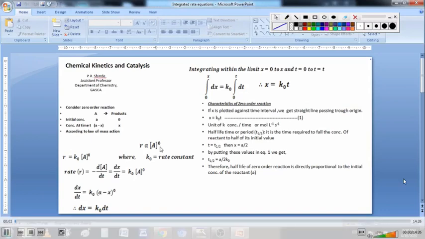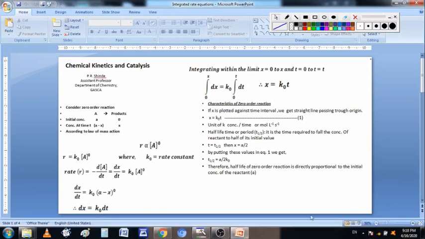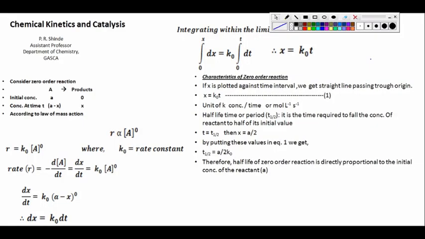Hello friends, in the last lecture we discussed how to write the integrated rate equation for a zero order reaction. We know that rate is equal to a constant for a zero order reaction. That's why we put here A raised to 0, which is the order of the reaction.